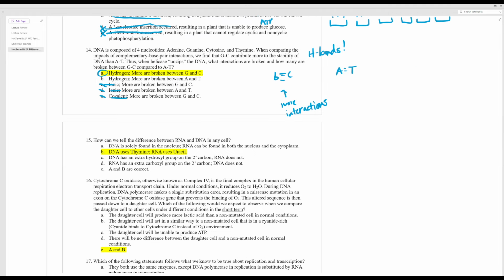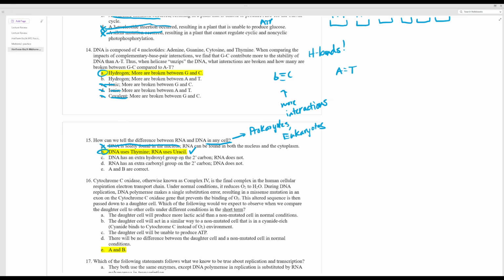15, how can we tell the difference between RNA and DNA in any cell? What this means is this could be prokaryotes, eukaryotes. It could be plants, animals, it could be anything. Okay. A says DNA is solely found in the nucleus. Well, if that were true, then prokaryotes don't have DNA, because prokaryotes don't have a nucleus. So A is wrong. B, DNA uses thymine, RNA uses uracil. This is true. This is something we need you to know.